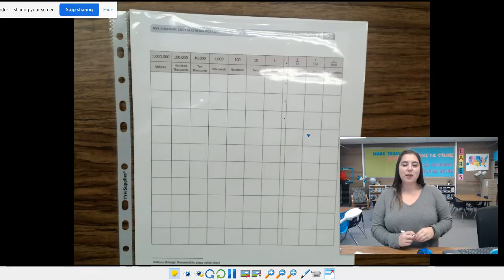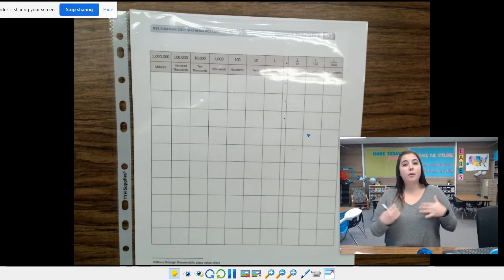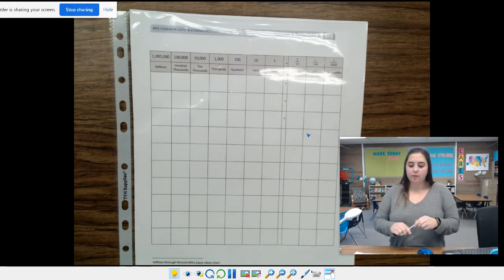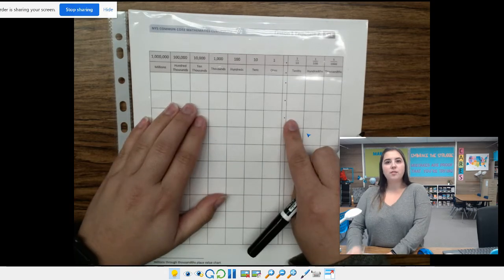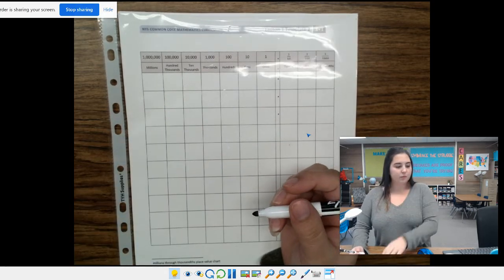Hi, fifth graders. Today we're doing lesson 6 in module 1, which is all about comparing numbers and ordering numbers. So let's do a little bit of review. You need your place value chart and your whiteboard marker.